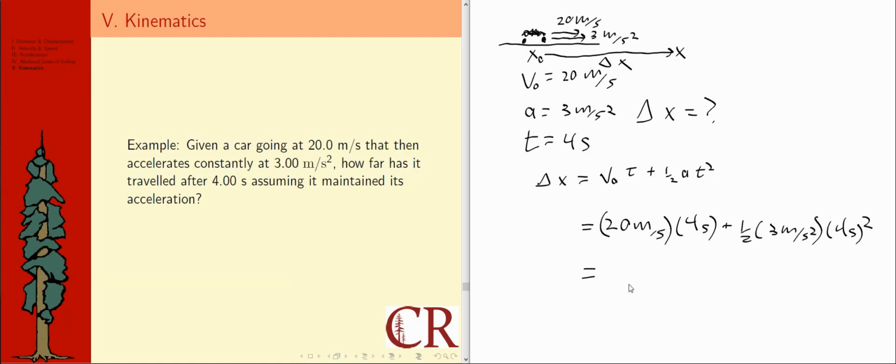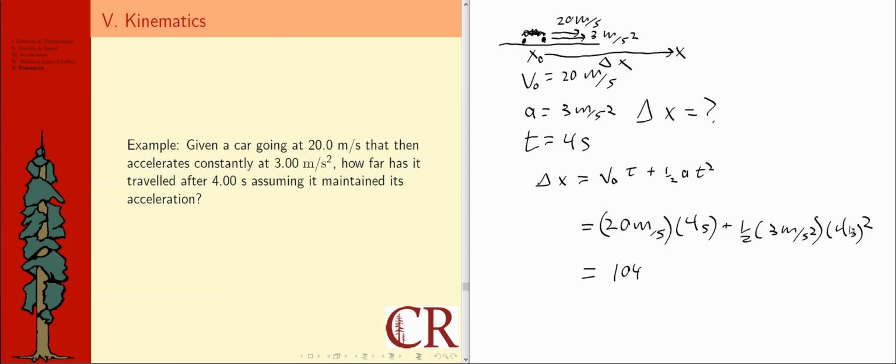It's probably not that hard to do without it, because 20 times 4 is 80, and then for this term, 4 squared is 16, but then half of that would be 8, and times 3 would be 24. 24 plus 80, I think, is 104. Okay, that's the numbers there. I guess I didn't need my calculator. But check out the units: meters per second times seconds gives meters. Checking this one as well.